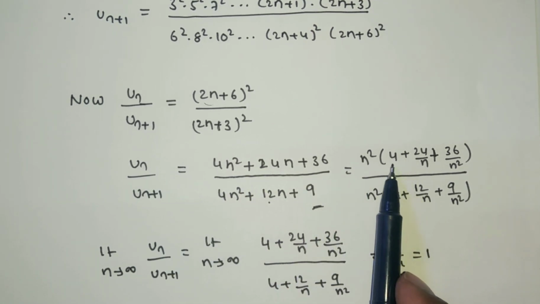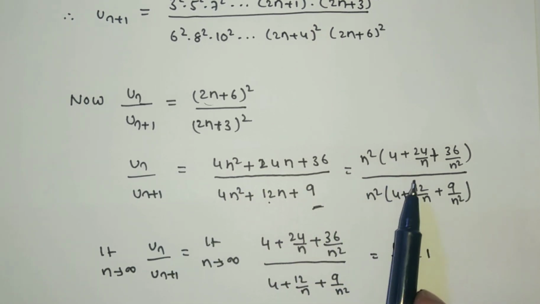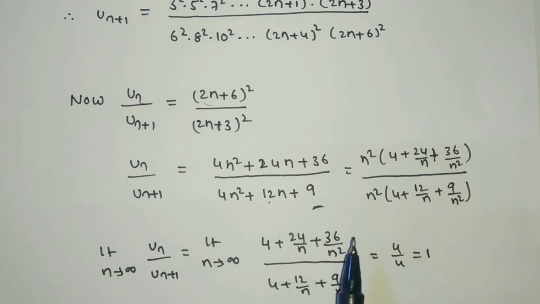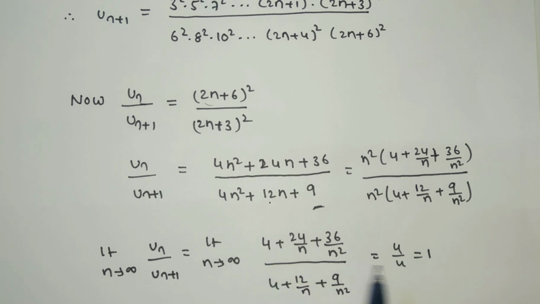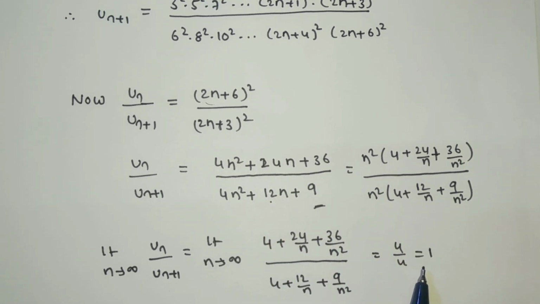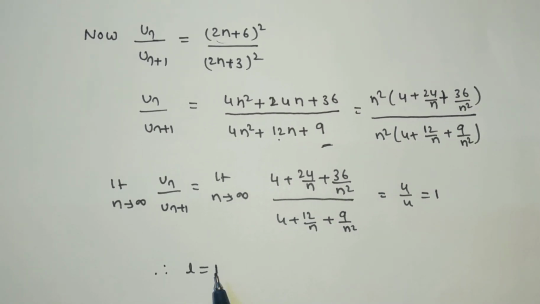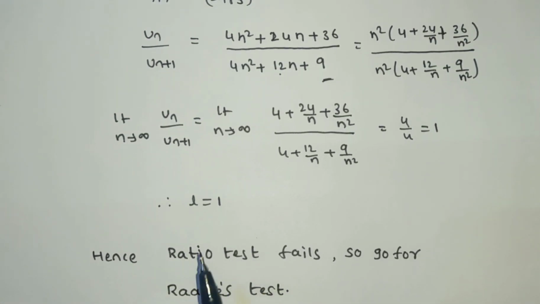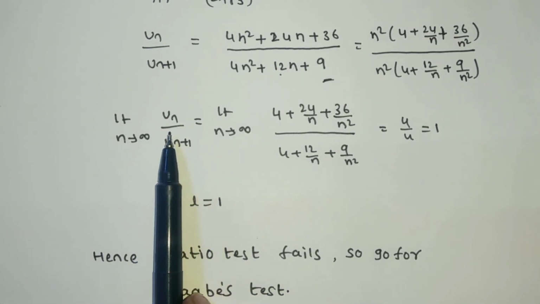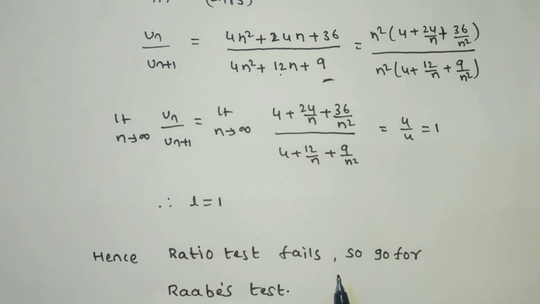Then when n tends to infinity, 1 by n goes to 0. This goes to 0, this goes to 0, this one also goes to 0. So 4 by 4. You can apply any method. So what limit do we have now? 1. Is there any x term? No. Directly the limit is 1. Limit 1 means the ratio test fails. Whenever the limit n tends to infinity of un by un plus 1 is equal to 1, the ratio test fails.